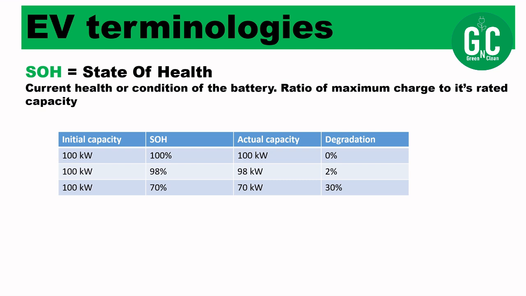And likewise, if you see a 70% state of health, that means a 100 kilowatt battery will store only 70 kilowatt of actual capacity. That means degradation is 30%. This is used in the warranty conditions of the battery. Usually a battery which is 70 or 75% below the state of health is usually available for replacement under warranty, but it depends on different manufacturers.